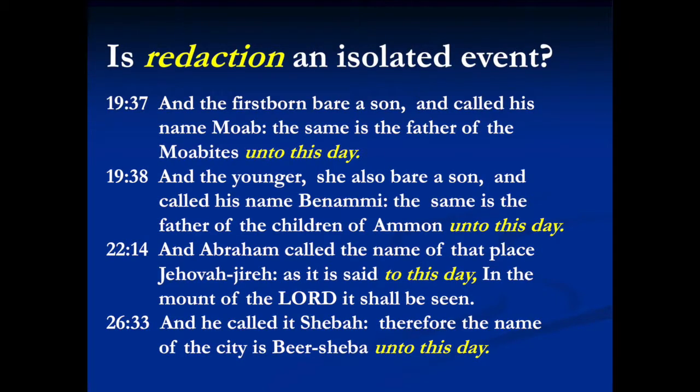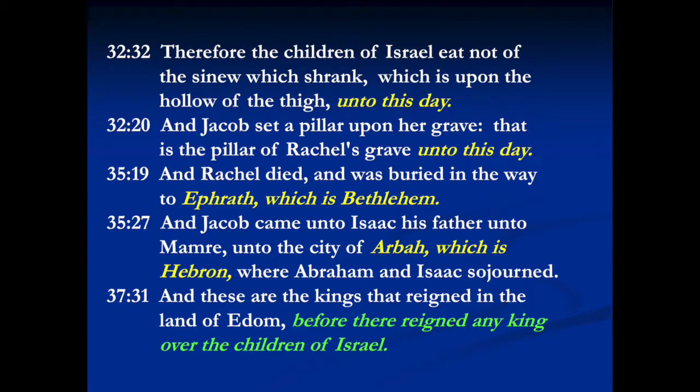Next slide. Here's some other examples of the text where it's obviously been modified. To this day, and to this day, and to this day. Somebody came along later and said, hey, that's still the same. Next slide. Or, which is Bethlehem. That one changed. Somebody had to come along and say, that one's different now. Before there reigned any king over the children of Israel. That one came much later. Somebody who knew about kings came and added that phrase to it. So we've got a lot of redactions in Genesis that we have to watch out for.